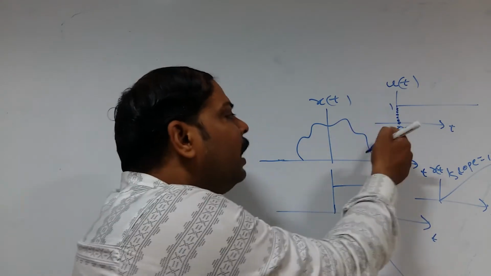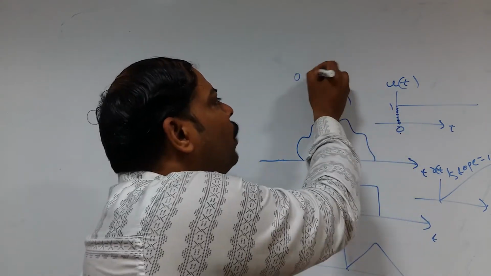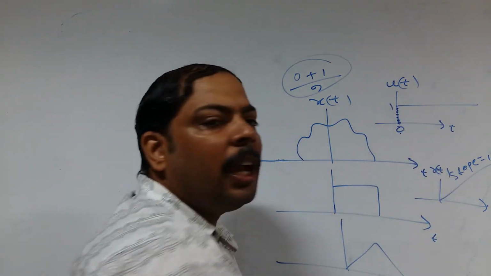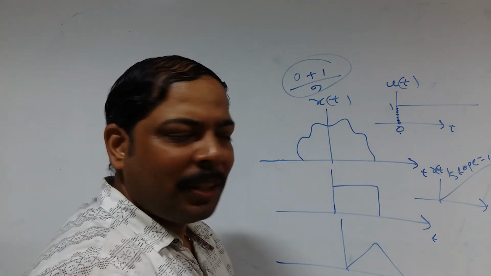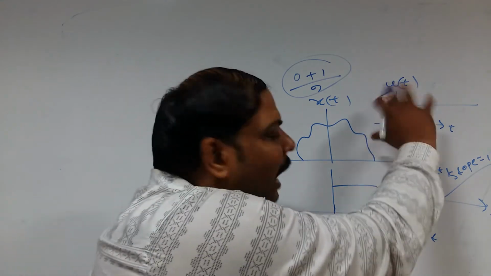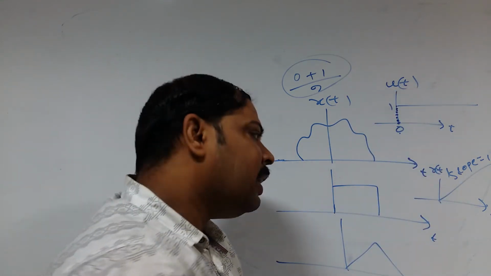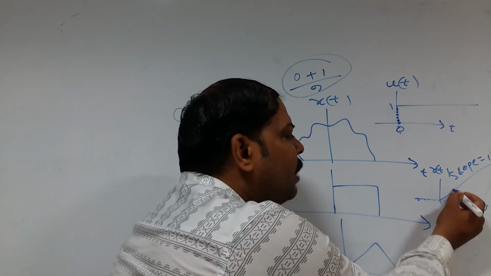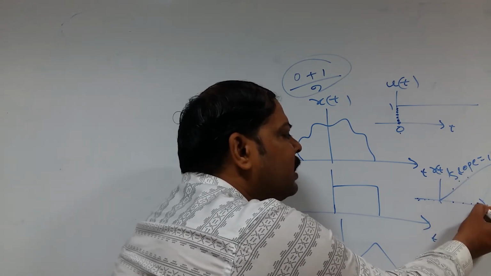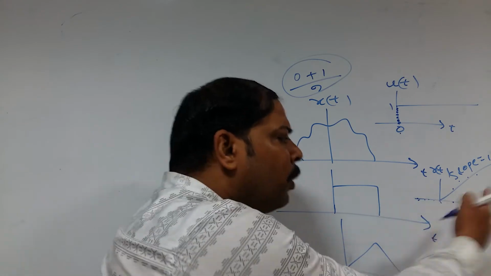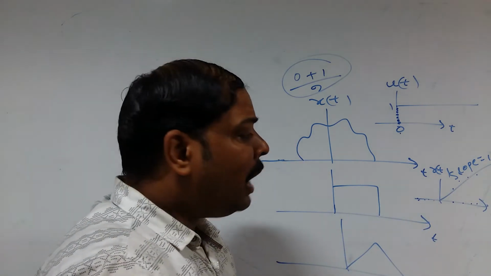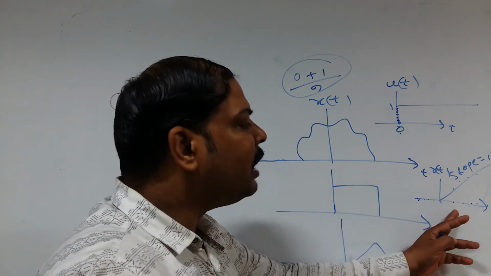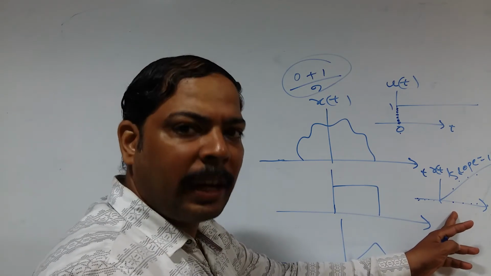What is the average value? Initial value 0, final value 1, (0 plus 1) by 2. This is basically the average value for this unit step signal. So anyway, this signal I am considering a continuous time signal. Just mark every time point: the value exists at this time, this time, this time. Every time point the signal has a value, and that value is defined. So therefore this signal also you can say is a continuous time signal.